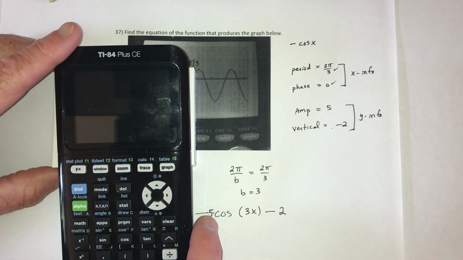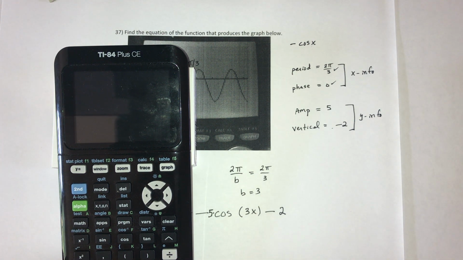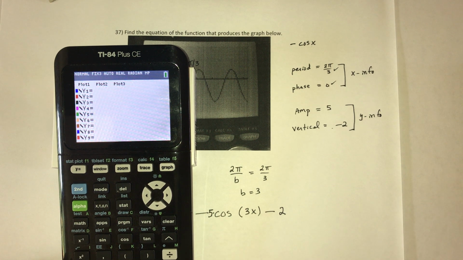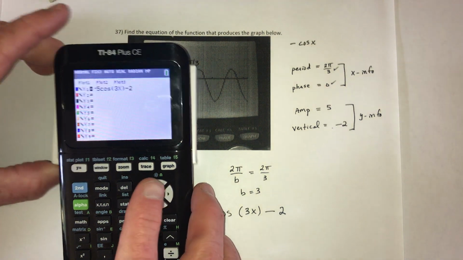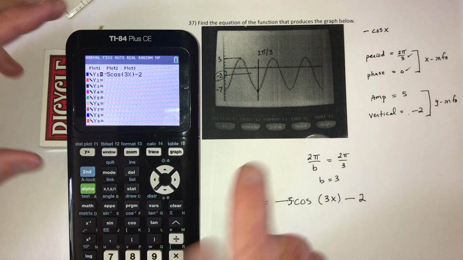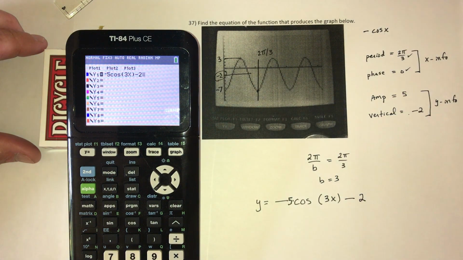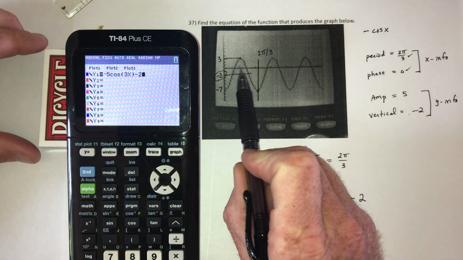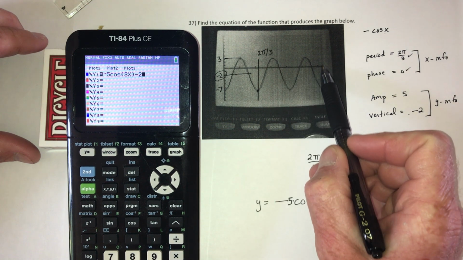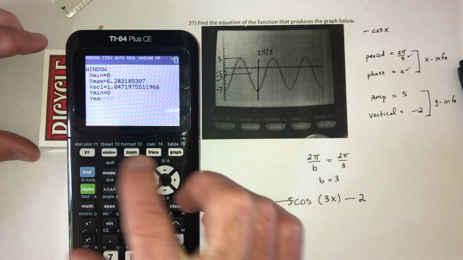Just like always, use the graphing calculator and see if I got it right. So y equals, so this starts with -5 cosine of 3x, and then minus a 2. Now, make the window look like this. So what did I put? X is 1, 2, 3, 4, 5, 6, and a little bit. So 6 and a little bit, that looks like 2 pi.